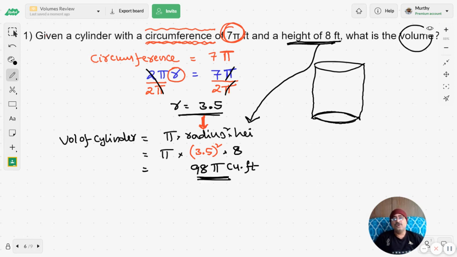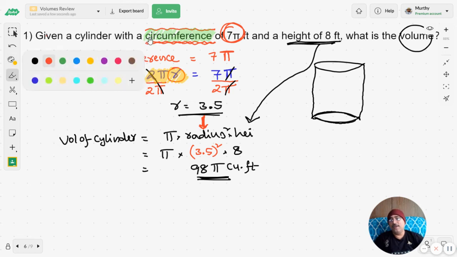So again I'm repeating here: the radius is not given but the circumference is given. The circumference is the boundary line of a circle. You have to remember the circumference formula of a circle. I hope you remember that it is 2 pi r, not pi r square. Then to isolate the radius, since 2 pi is multiplying with the radius, we have to divide.